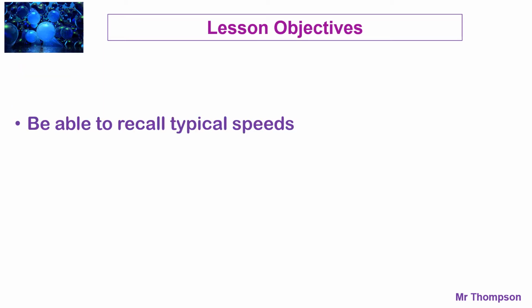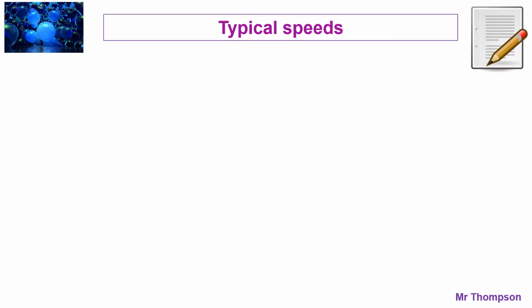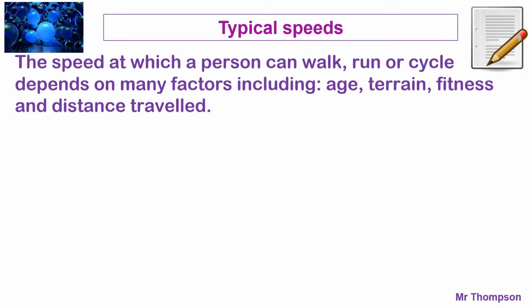Let's have a look back now. You need to be able to recall typical speeds, and you also need to be able to recall and use the equation to calculate speed and velocity. So, things to write down, you must learn these, please. The speed at which a person can walk, run or cycle are things they want you to know.